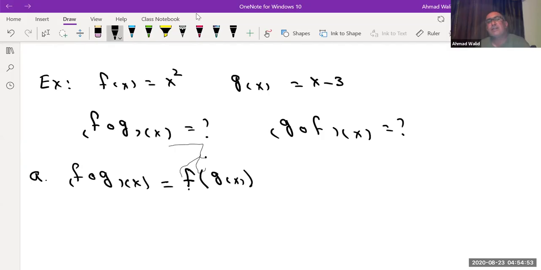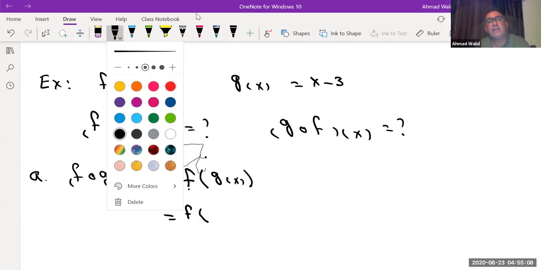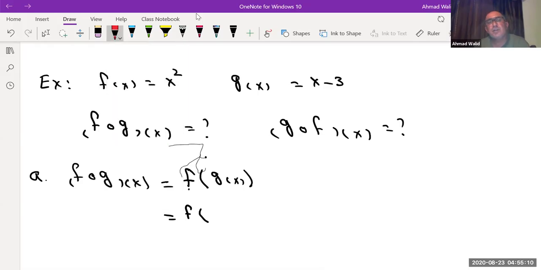Look how easy it is. Look, I'll show it here for you. Copy your f, parentheses. What is g of x? How much is g of x? The value of g of x, you change the color. Your g of x is how much? X minus 3, right? Instead of g of x, I will write here x minus 3.